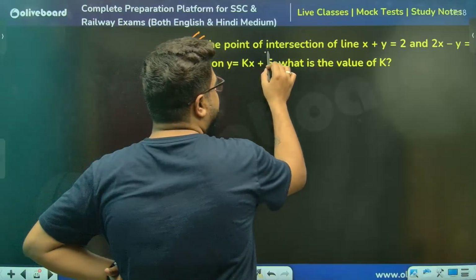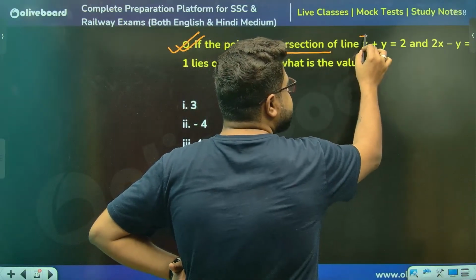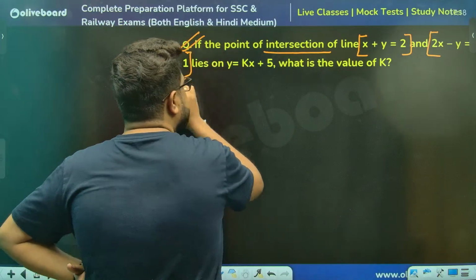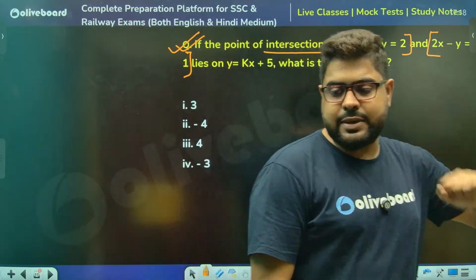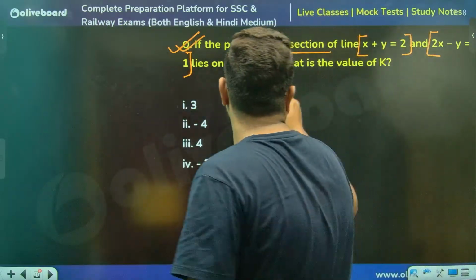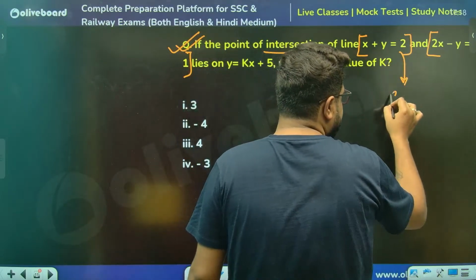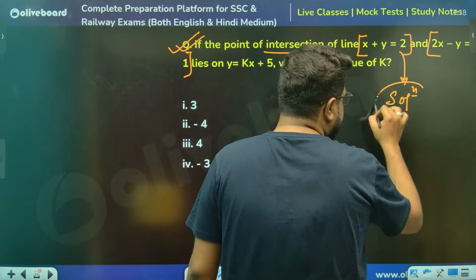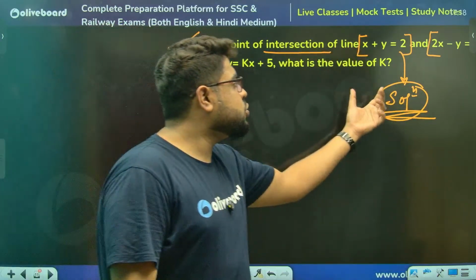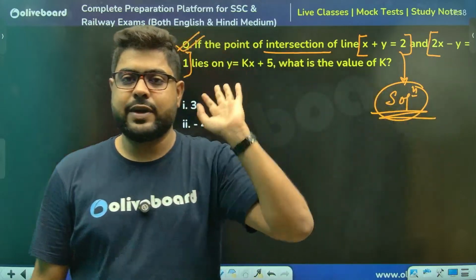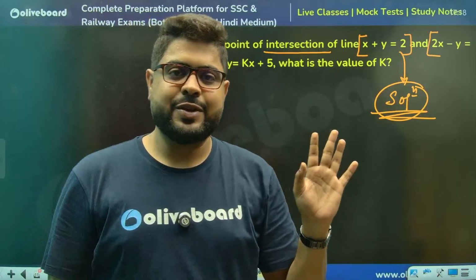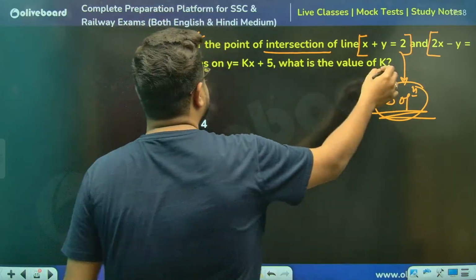Now, what if they ask for the point of intersection of two lines? This is one line, this is another line. Point of intersection, in very simple words, means the solution. Can you remember this? It means solve the equations: the value of x is the x-coordinate, the value of y is the y-coordinate.